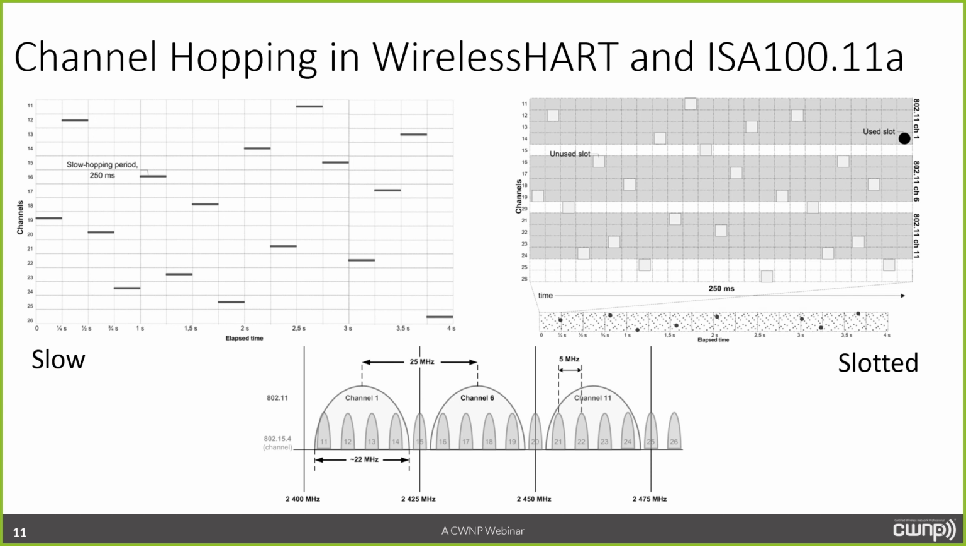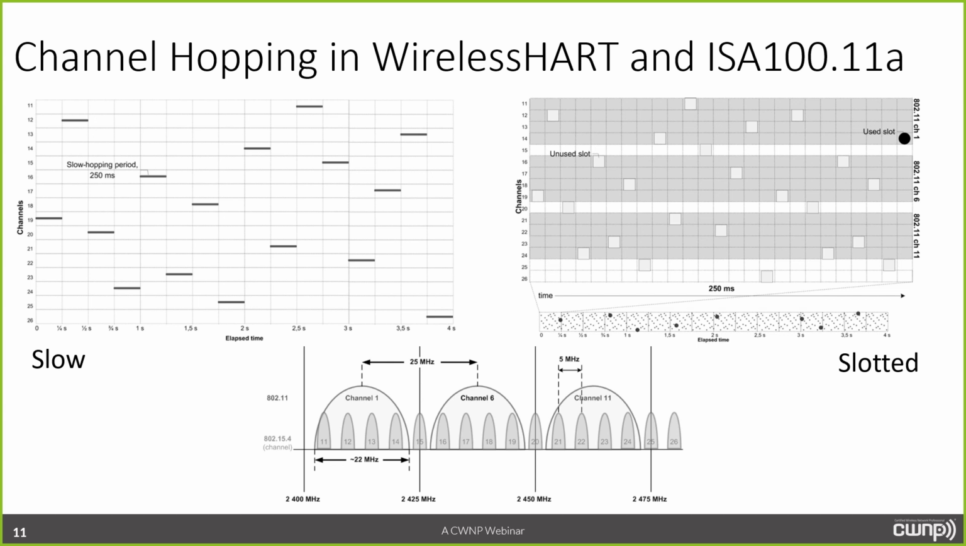Slow channel hopping means the device can dwell on a channel for some period of time, say 250 milliseconds, before hopping to the next channel. And then hybrid channel hopping is implemented when a device uses a slot and then dwells on the channel for a period of time before hopping to the next channel. So basically it only uses one slot, but it stays there for a period of time, possibly to hear transmissions that might be coming in. So channel hopping is a little different between slotted and slow.